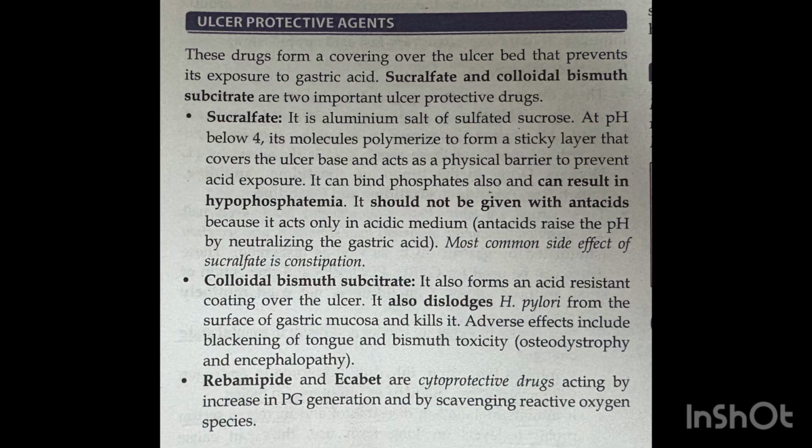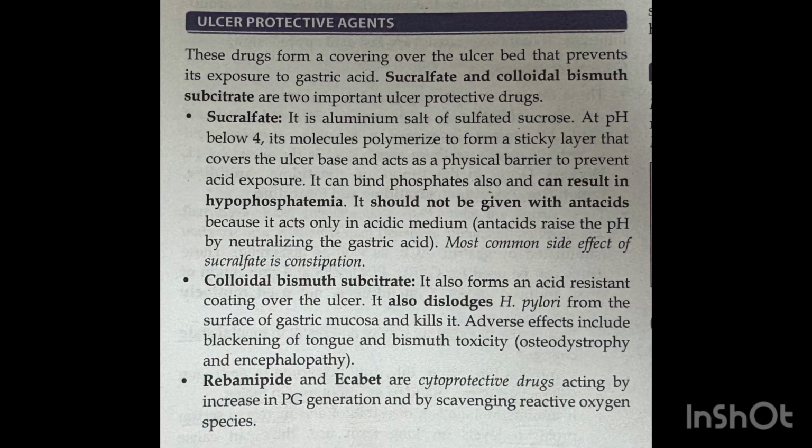Ulcer protective agents. These drugs form a covering over the ulcer bed that prevents its exposure to gastric acid. Sucralfate and colloidal bismuth subcitrate are two important ulcer protective drugs. Sucralfate is an aluminium salt of sulfated sucrose. At pH below 4, its molecules polymerize to form a sticky layer that covers the ulcer base and acts as a physical barrier to prevent acid exposure.